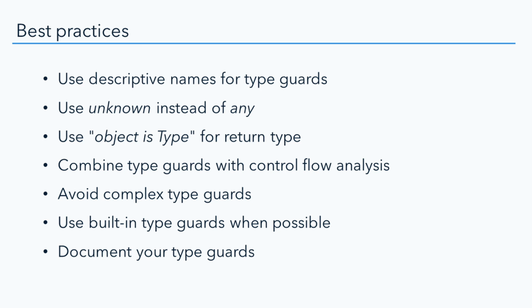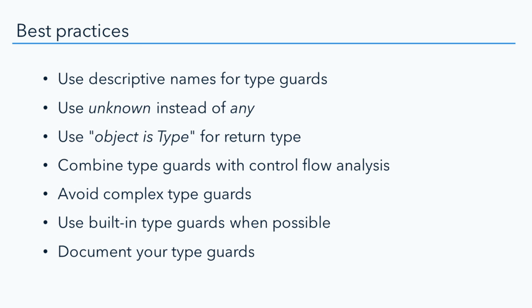Use descriptive names for type guards. Name your type guard functions based on the type they guard against. For example, if you have a type guard for strings, name it isString. Use unknown instead of any. When using a type guard, it's better to use unknown instead of any as the input type. Unknown is a type-safe alternative to any that allows you to narrow the type of an object without losing type safety.